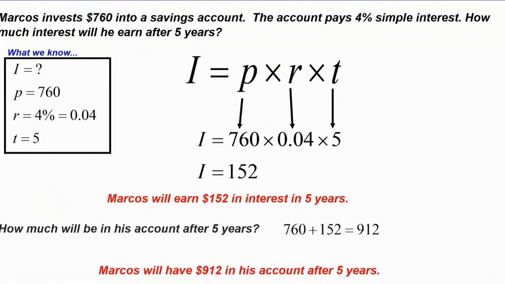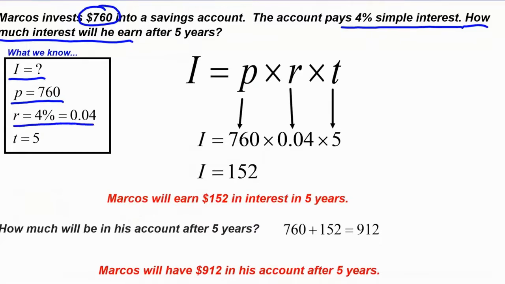Marcos invests $760 into a savings account. The account pays 4% simple interest. How much interest will he earn after 5 years? So again, I'm just going through the 4 things and writing down what I know. It asks how much interest will he earn? So I don't know what the interest is. He invested $760 into a savings account originally, so that's the principal. The percent that the account pays, or the amount of simple interest, is 4%, which is 0.04 as a decimal, and 5 years is the time, so that's T.